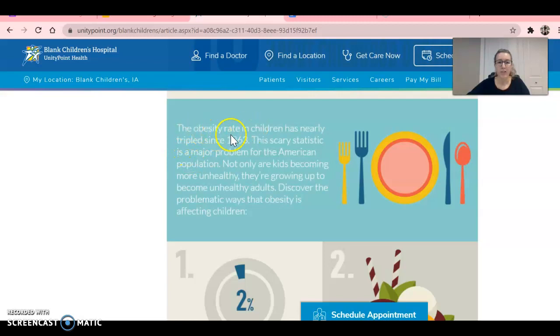The obesity rate in children has nearly tripled since 1963. Wow, that's a surprising statistic. It's very specific, and it also proves that there is an issue, a growing issue with childhood obesity. So I think I'm going to keep that in mind as I'm reading. This scary statistic, not only are kids becoming more unhealthy, they're growing up to become unhealthy adults.